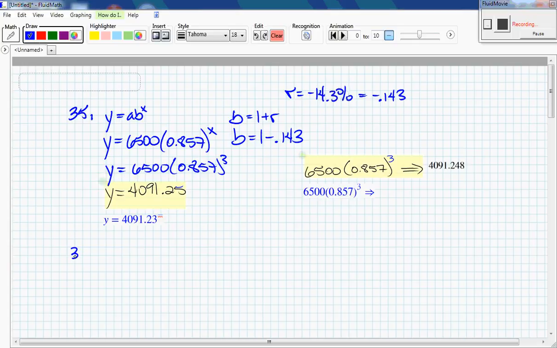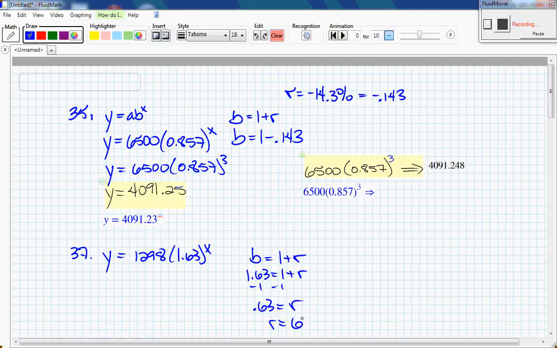Now for 37, it says to find the annual percent increase or decrease that the function models. And the function is y equals 1,298 times 1.63 raised to the x. Remember, b, which is 1.63, is equal to 1 plus r. So to find the rate, b, in this case we know is 1.63. So that equals 1 plus r. Just subtract 1. So we get a rate of 0.63. So r is a rate of increase of 63% annually. So the answer for 37 is 63%.